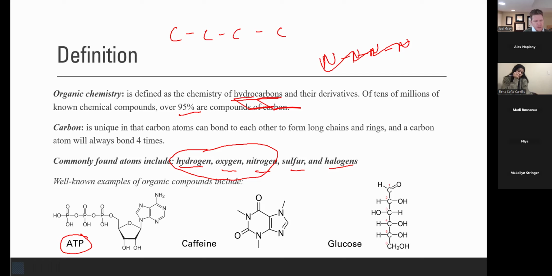If you've never heard of ATP, ATP stands for adenosine triphosphate. That's really referred to as the energy currency of the cell, and that's produced in the powerhouse of the cell, the mitochondria. Caffeine, that's what this is right here, this doubly ringed structure. And then last but not least, this guy over here, glucose. So these are some major molecules when it comes to organic molecules.